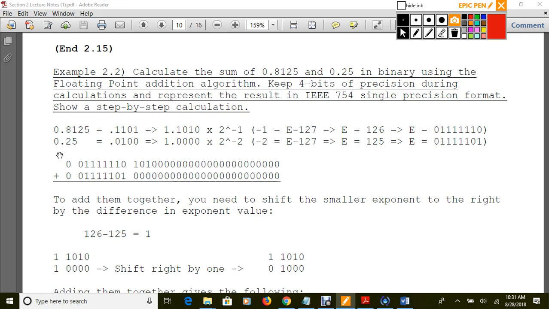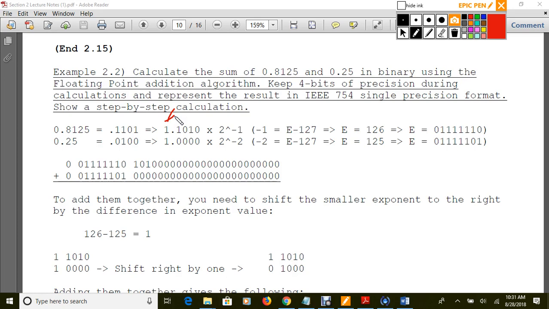In this specific case, first step, we convert to binary. So 0.8125 is 0.1101, and 0.25 becomes 0.0100. Starting to convert it into this format, we find the mantissa at the most significant 1. For 0.8125, it's 1.1010 times 2 to the negative 1. For 0.25, it's 1.0000 times 2 to the negative 2.